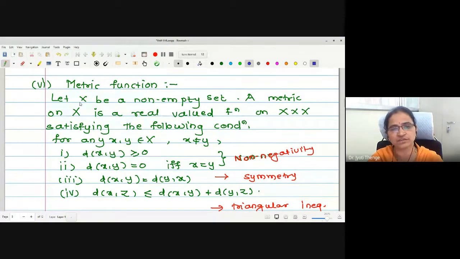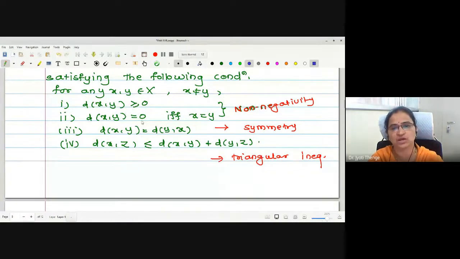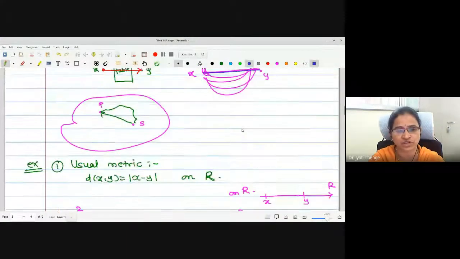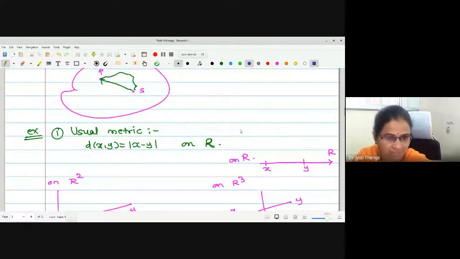Therefore, metric function is defined to be a function on X cross X to the set of all real numbers satisfying four conditions. What do the first and second conditions ensure? They ensure that the function is a non-negative function. Therefore, combined, the first two conditions represent non-negativity. The third condition is symmetry: distance taken from x to y is exactly equal to distance from y to x. And the last one is the triangular inequality. We have discussed this concept in detail, and this is the explanation I have given for the concept of triangular inequality.